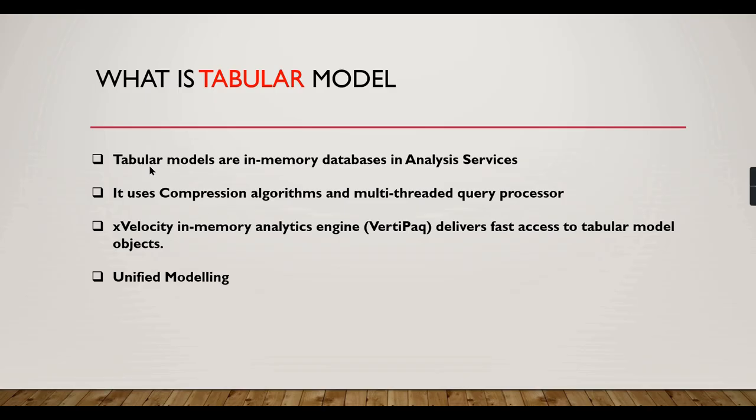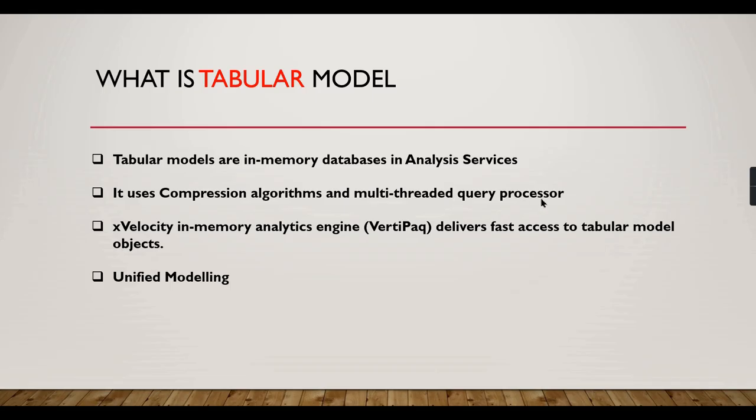So it's basically a tabular model or in-memory database in Analysis Services. In-memory means all your data will be stored in RAM. So answering a request from RAM is much quicker than answering from the database. That is the main advantage of it. So how does all this data fit into RAM? It uses compression algorithms. I will walk you through some of the techniques. I'm not going to cover all the things, but just to give you an idea of what it uses.